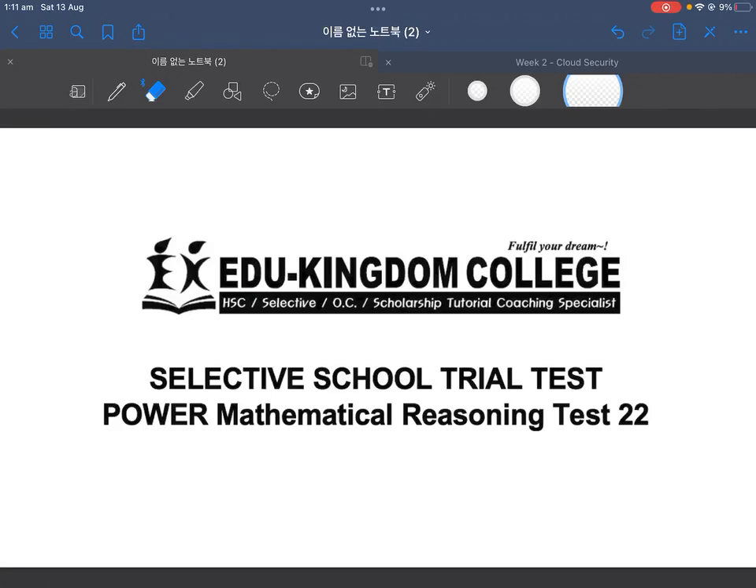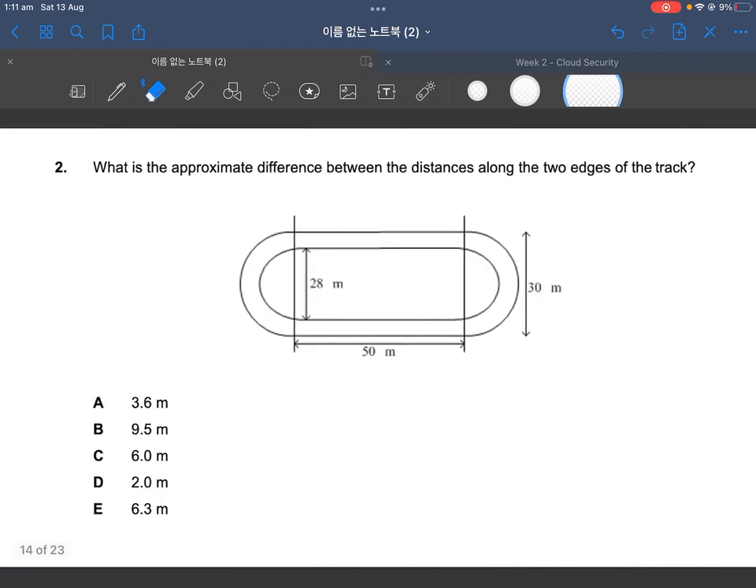Welcome to Power Mathematical Reasoning Test 22. So we're just going to be going through some of the skills required to answer some of these questions, and hopefully this gives you a general understanding or a better understanding on how to tackle these kinds of questions. So let's just jump straight in.